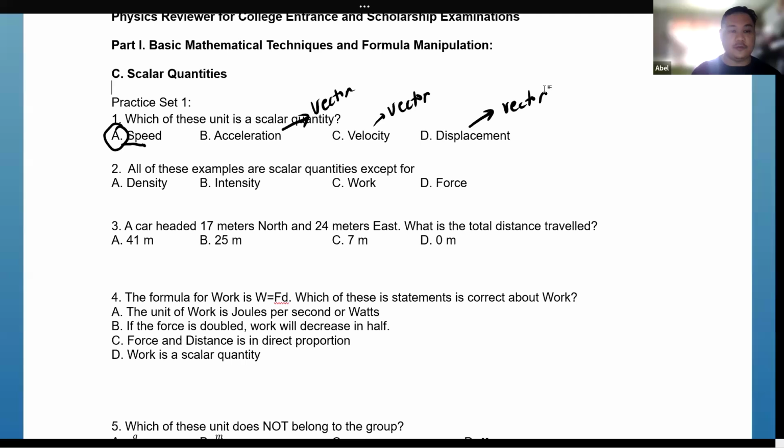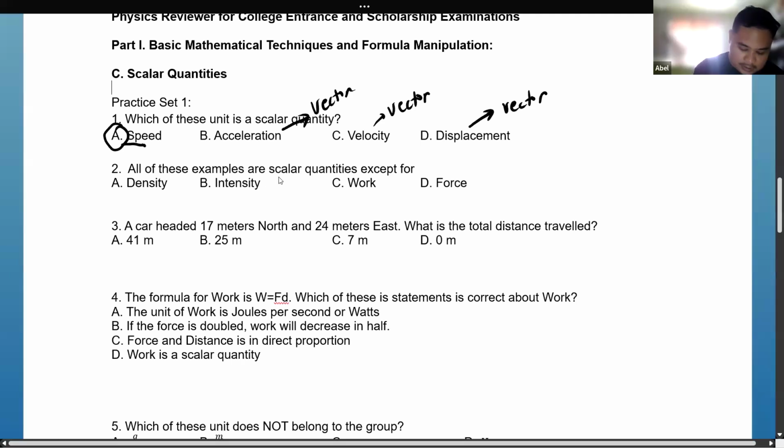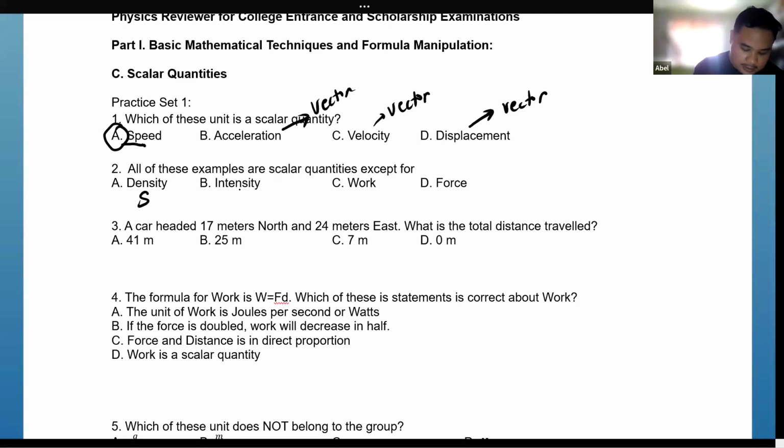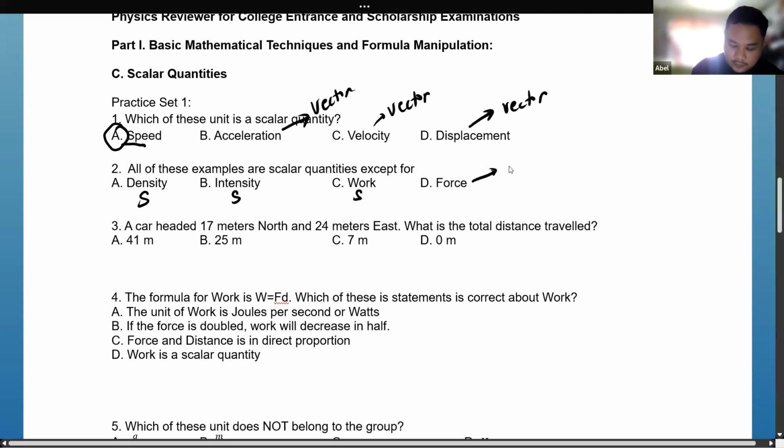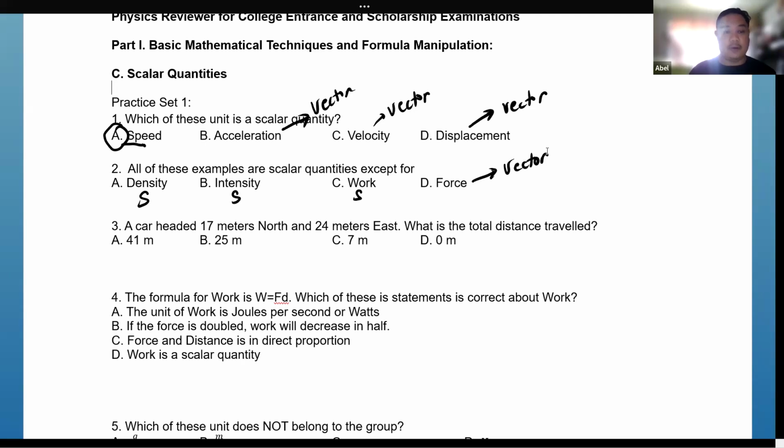Okay, number 2, all of these examples are scalar quantities except for, so density is a scalar, intensity is also a scalar, work is a scalar quantity, or energy is a scalar quantity, force is a vector quantity. Okay, how about number 3?